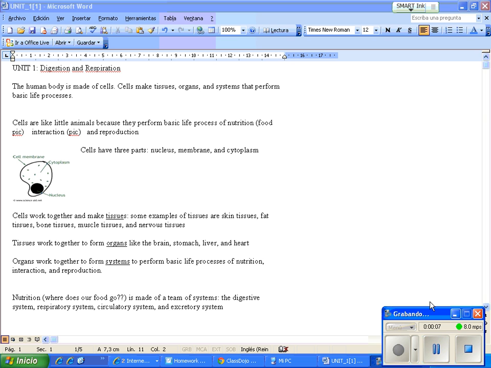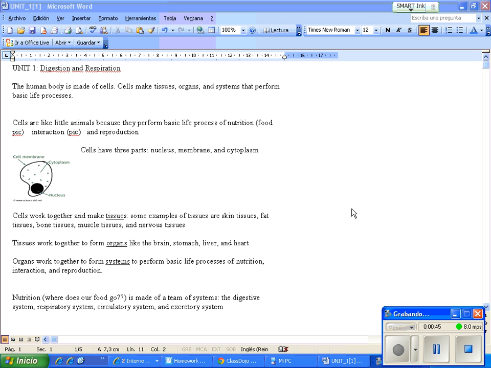Unit 1, Digestion and Respiration. The human body is made of cells. Cells make tissues, organs, and systems that perform basic life processes. Cells are like little animals because they perform basic life processes of nutrition, interaction, and reproduction. Cells have three parts: the nucleus, the membrane, and the cytoplasm.